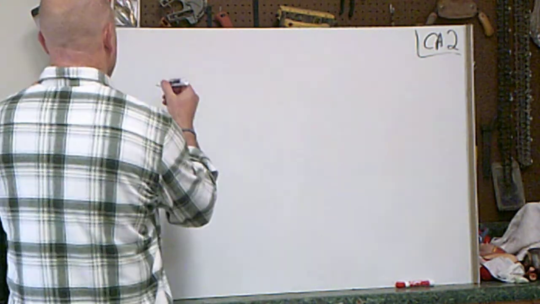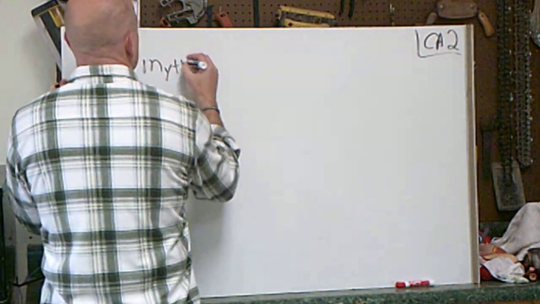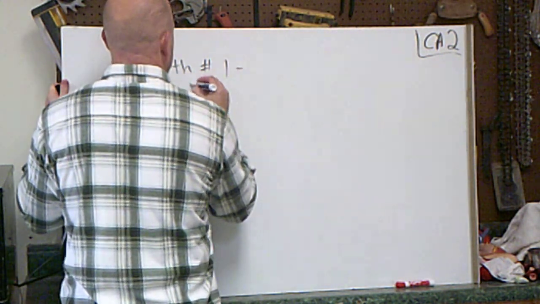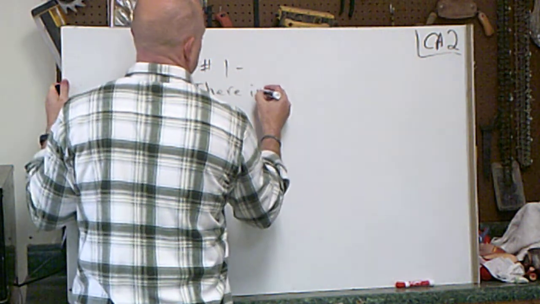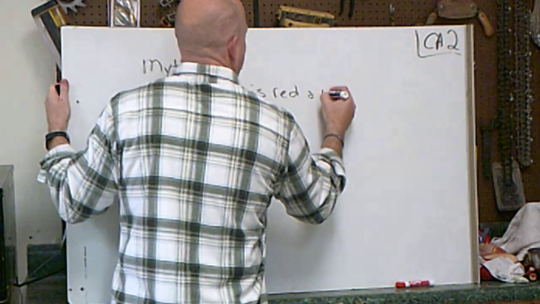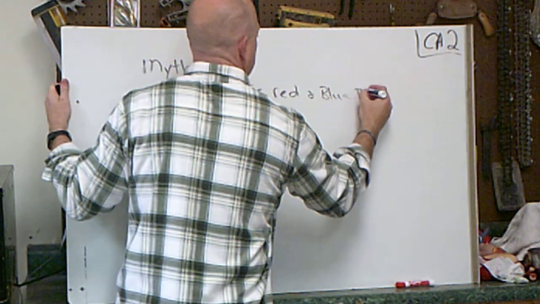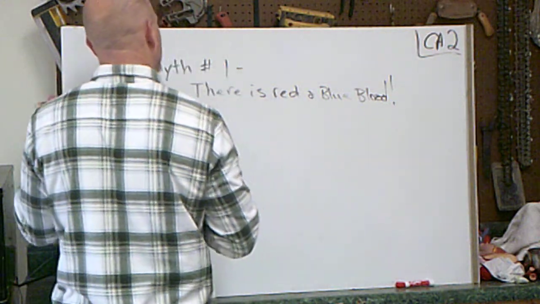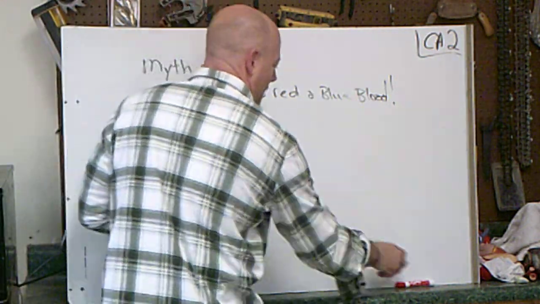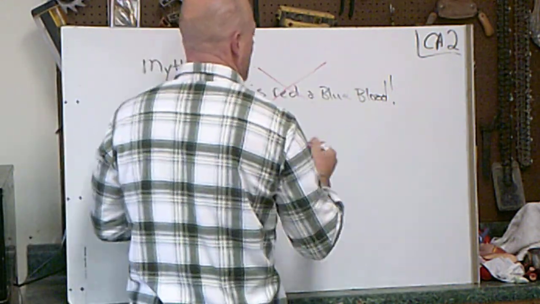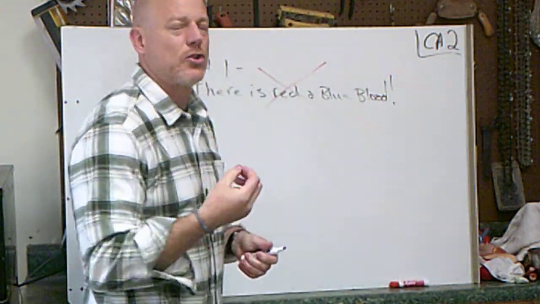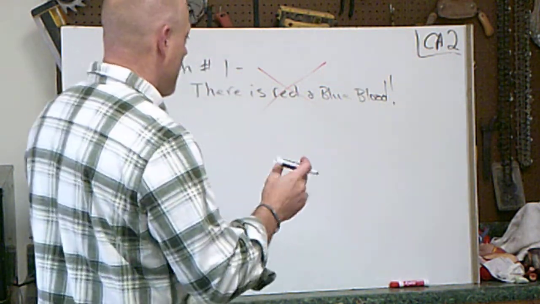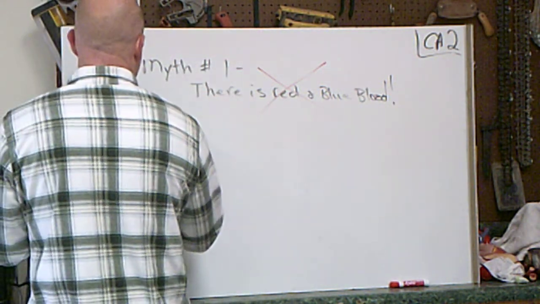Better write that last one down though. There's red and blue blood in the body. Okay, false. How do I make this a false statement? There is not red and blue blood. There's only what I would consider two different shades of red, like a deep, deep red and a lighter red, but there's no actual blue blood in the human body.